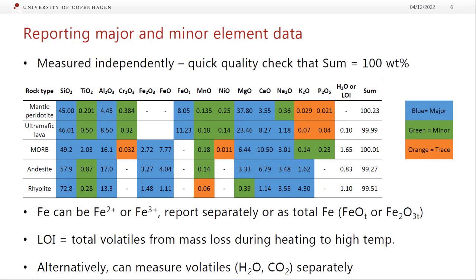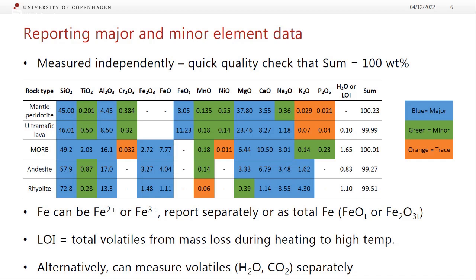So a couple of things to notice, aside from all these different elements that we use to describe the composition, you'll often see the sum, the total, reported with it. The reason we do this is that usually these different elements are measured independently, and so it's just a quick check. They should add up to 100%, right? There's 100% of stuff in a rock. So if we get totals that are much higher than 100% or much lower, that can sometimes be a cause for concern. It might mean that your data's bad.